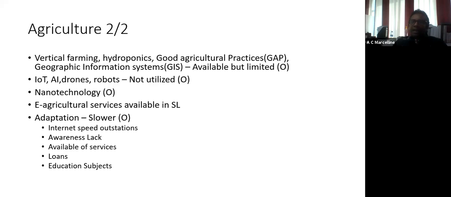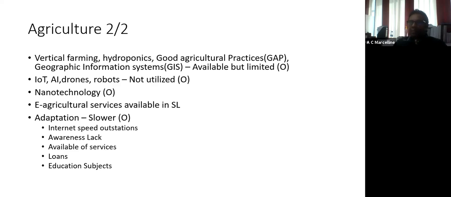IoT, AI, drones, robots, we are not using anything. So I'm not marking that as a threat. I'm marking that as an opportunity, because there is space to grow, space to make use of all these things. Nanotechnology, we are not making use of it.